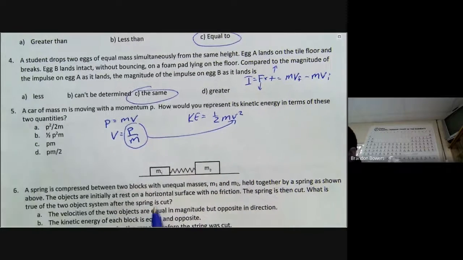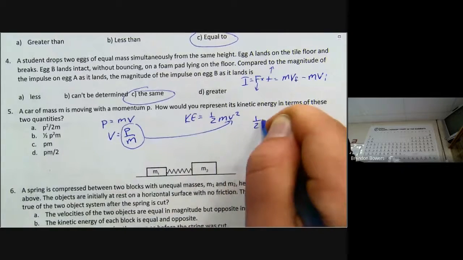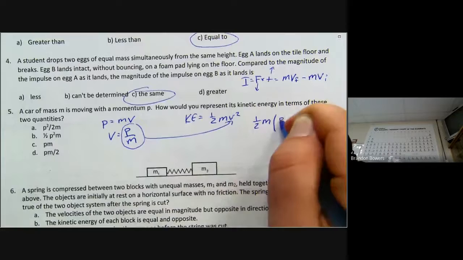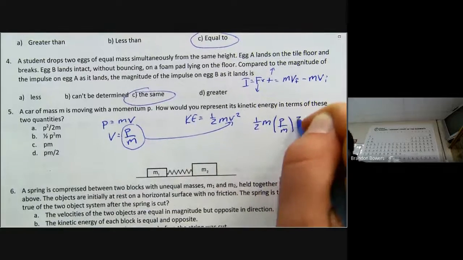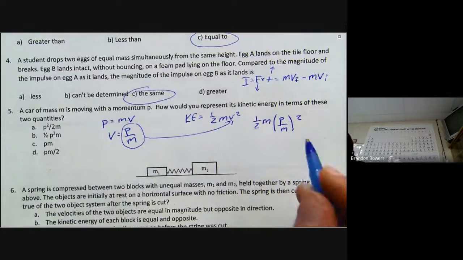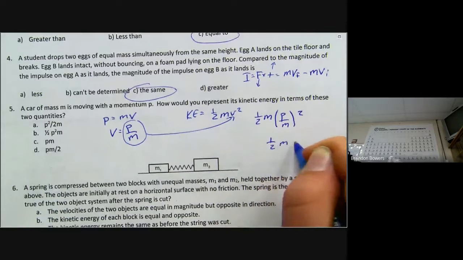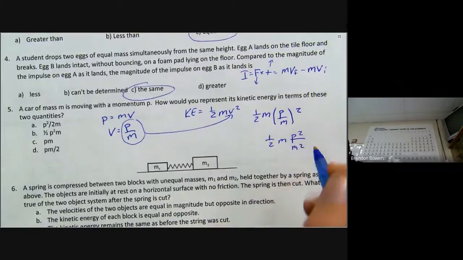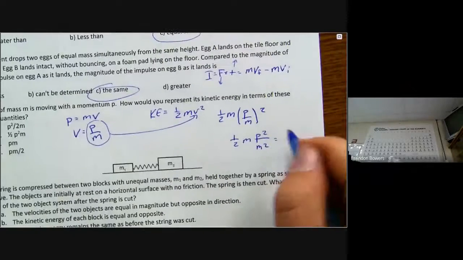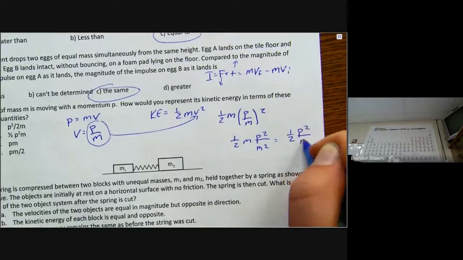Okay. So what you have is 1/2 m times (P over m) squared. So just to keep rearranging it, 1/2 m P squared over m squared, or if you reduce it all the way, 1/2 of P squared over m.